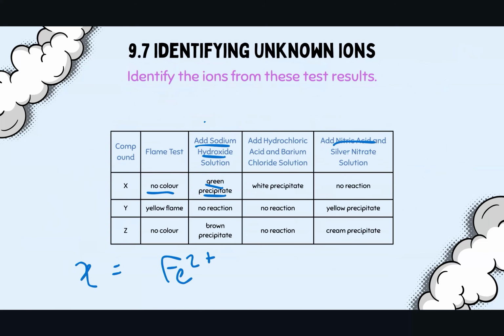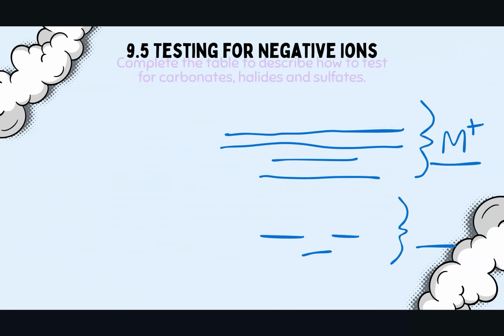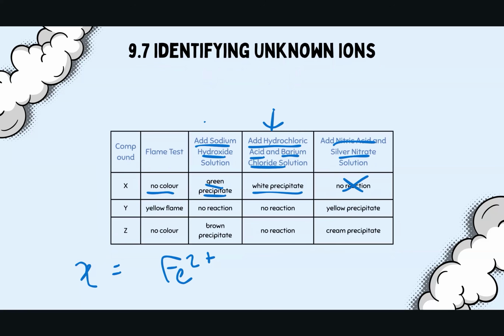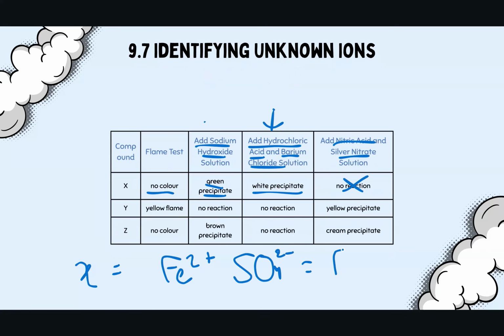Now, adding nitric acid and silver nitrate, we had no reaction. So it's not a halide, but adding hydrochloric acid and barium chloride gives a white precipitate. Now, what does that experiment tell us? Hydrochloric acid and barium, sulfate. So that's SO4 2 minus. So we've got Fe2 plus and we've got SO4 2 minus. So what's our overall compound? It's FeSO4.